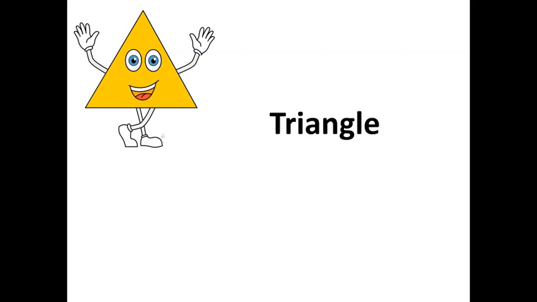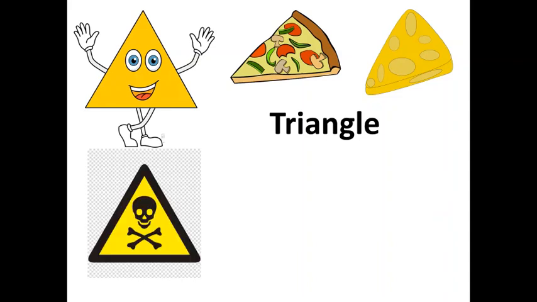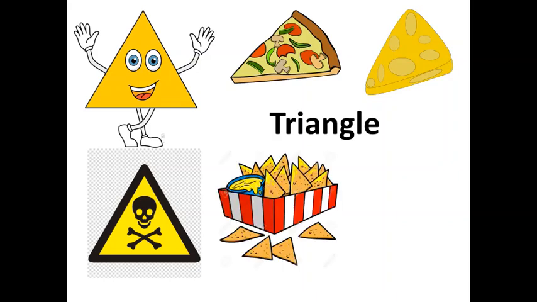Now, children, here we will see few examples of triangle. Your first is a triangular piece of pizza. Then comes a triangular piece of cheese. Next one is your sign of danger on a triangular board. This you can see on the roadside or wherever there is electric poles. Next one is your favorite. Yes, nachos. The chips are in triangular shape.